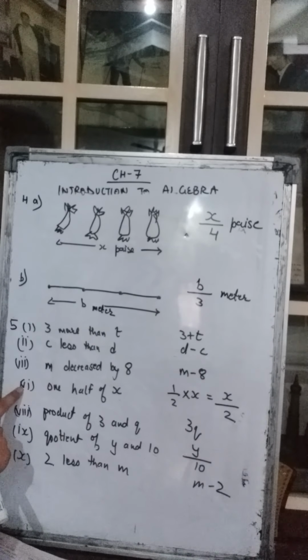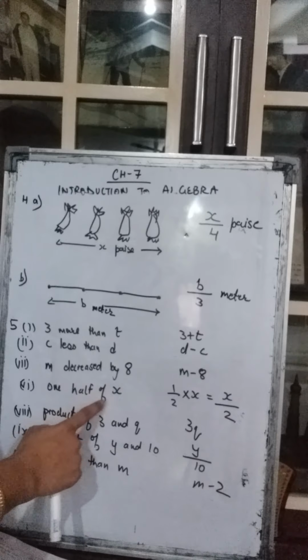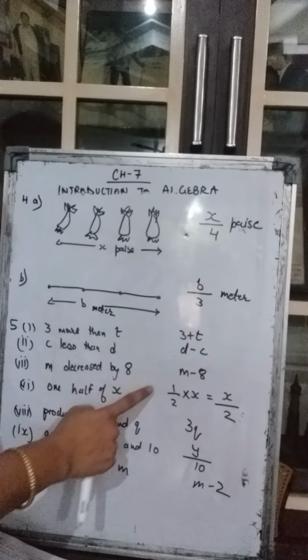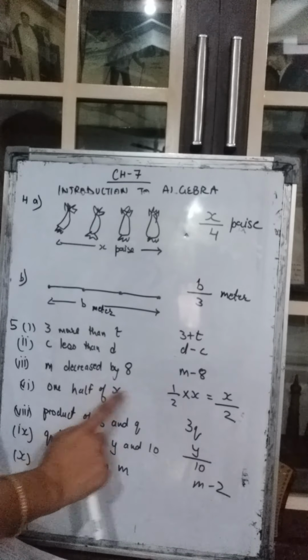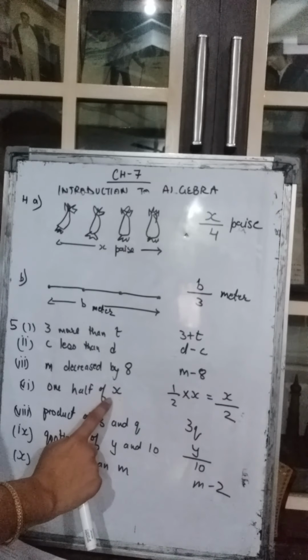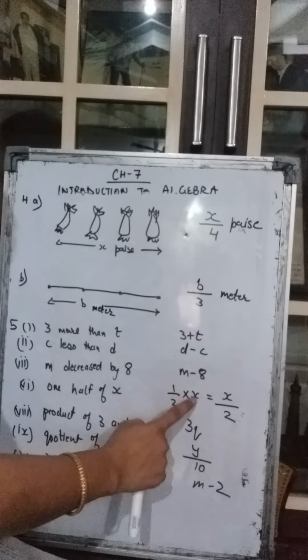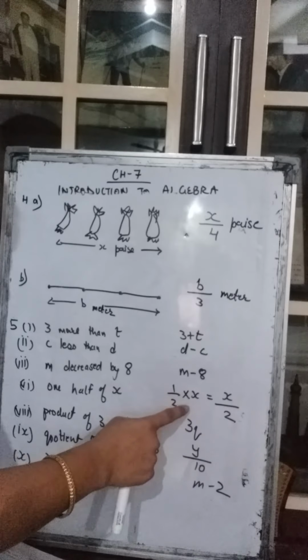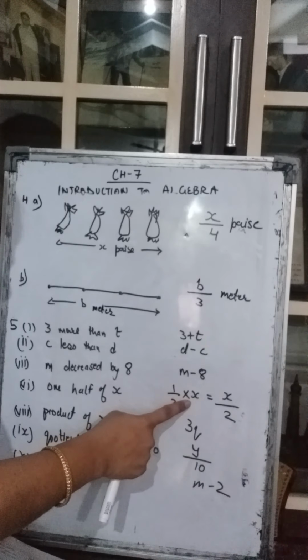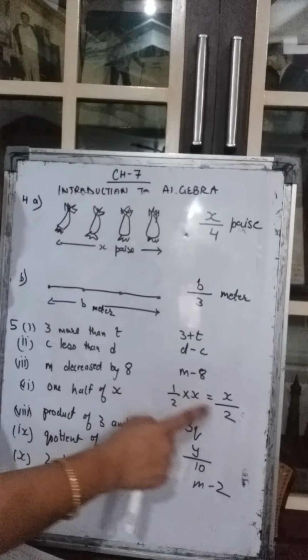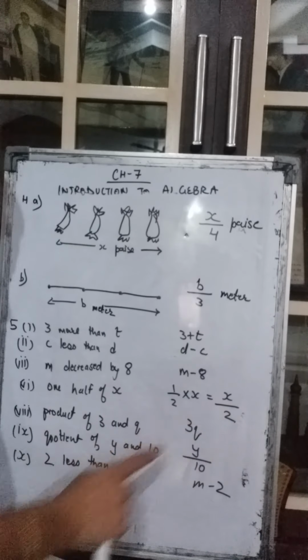Then we will do the sixth part, 1/2 of x. 1/2 means 1 upon 2. Of means multiply of x. So in the algebraic expression I told you the multiplication sign doesn't come. So it will be simply x multiplied by 1 gives you x only, x upon 2.